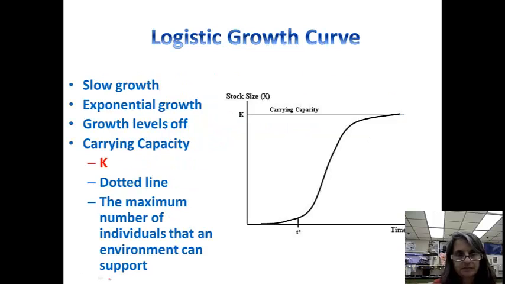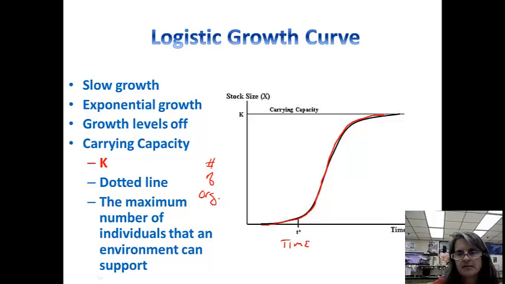Okay? Now, a logistic growth curve looks almost just like an exponential one. You start, as we see here, this is time, and this is numbers of organisms. Okay? And we start slow, and then we start to take off, and the population is going up, up, up, up, up, up, up.